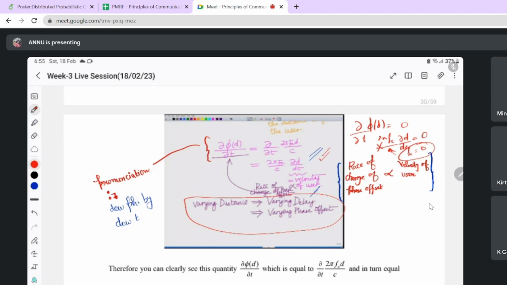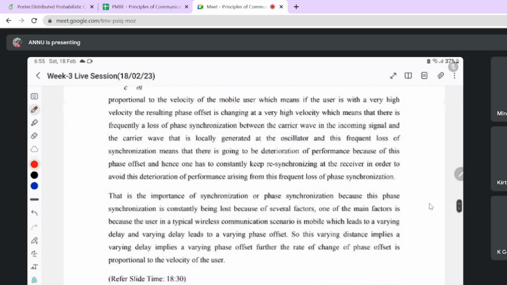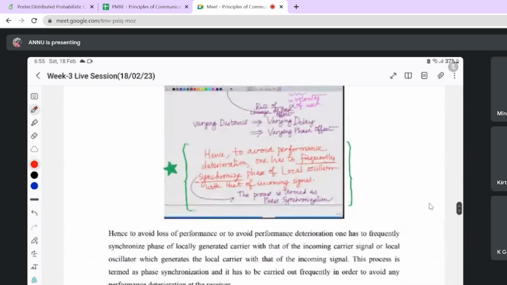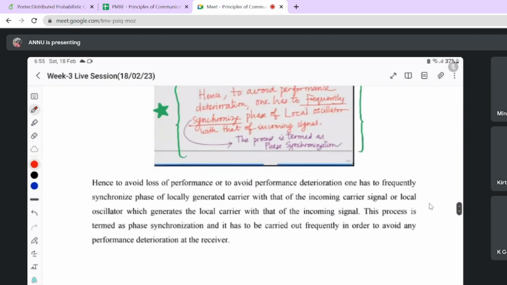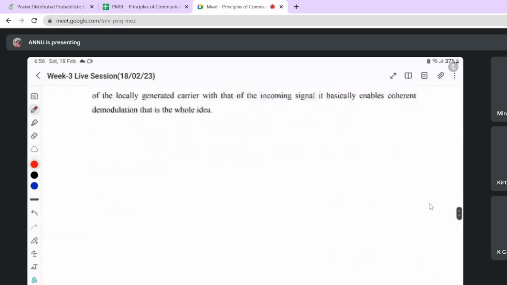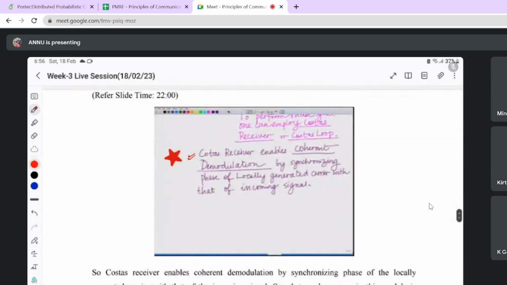But yes, you are getting that the rate of the phase is directly proportional to the velocity of the user as well, which was quite obvious. Hence, to avoid the performance deterioration, one has to frequently synchronize also. So this was all about the theoretical part.